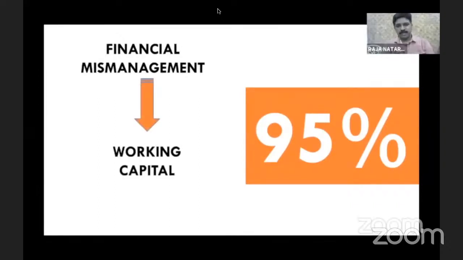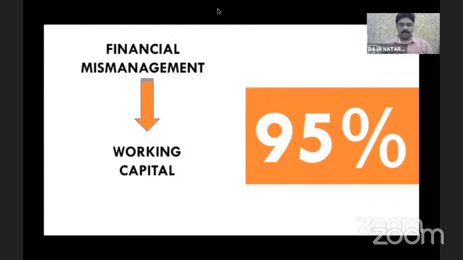So the financial mismanagement can be intentional or unintentional. And when the working capital is not managed effectively, it could result in financial mismanagement, and those companies get into that trap of 95%. So in that context, it becomes very, very important to understand what is working capital, to effectively manage working capital. Otherwise, businesses will get into the trap of 95%.